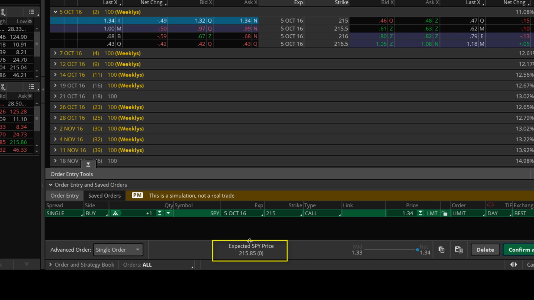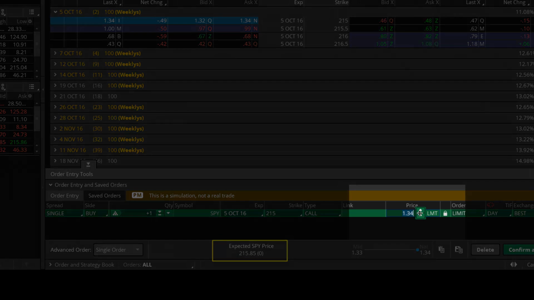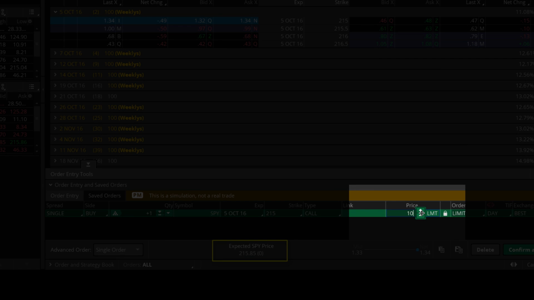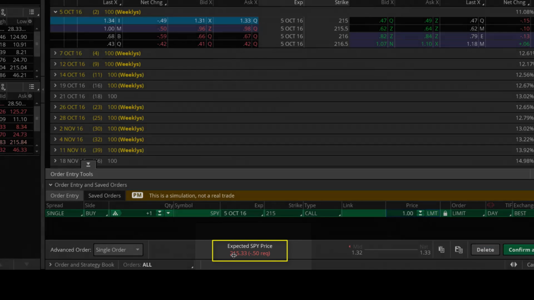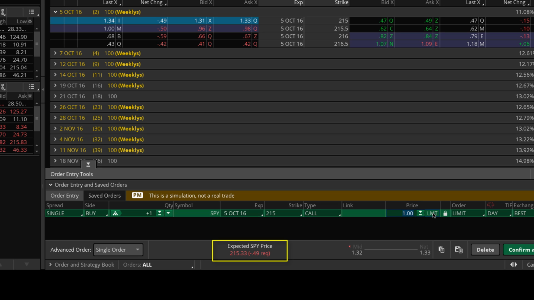So let's say we wanted to reduce the price of the call here. Let's bring it down to a full dollar, okay? And then what does that do to the expected SPY price? It brings it down to 215.33. Okay, what happens if we drop it further? Let's say we'll put it down to 0.80. Okay, so now we're at 215 exactly.